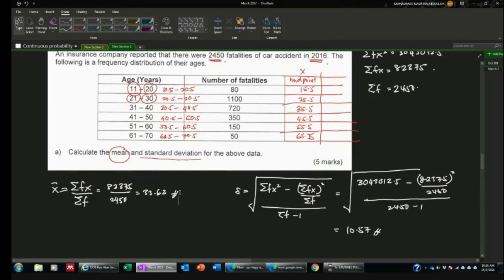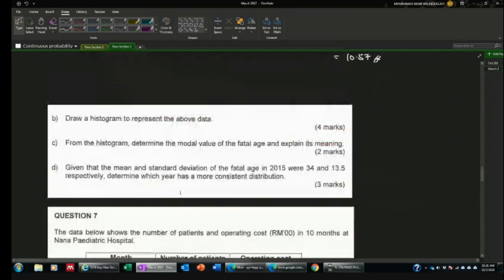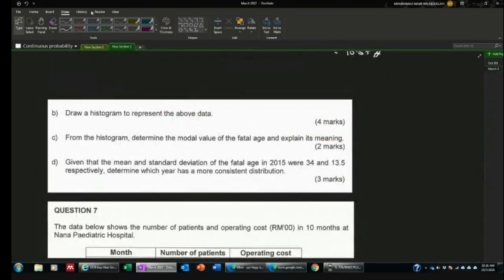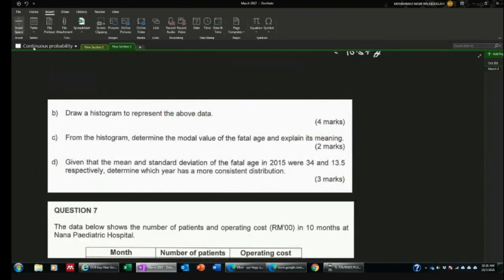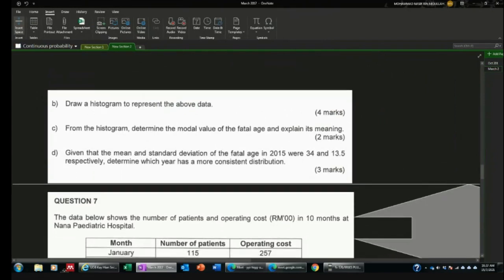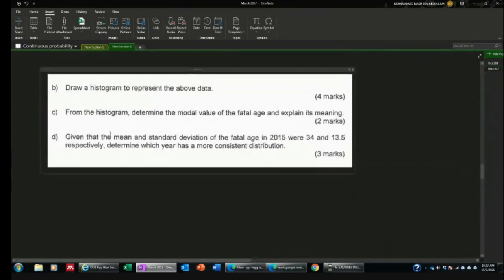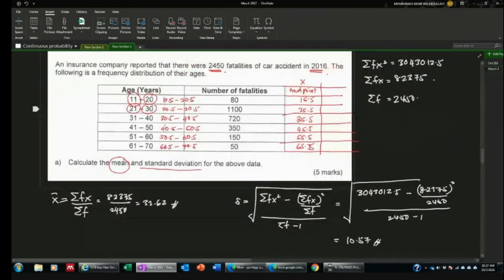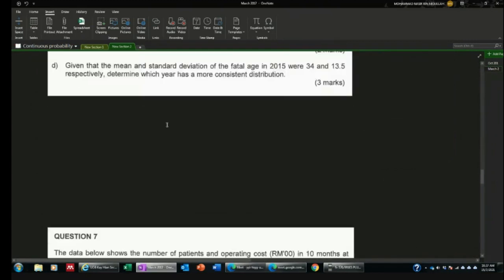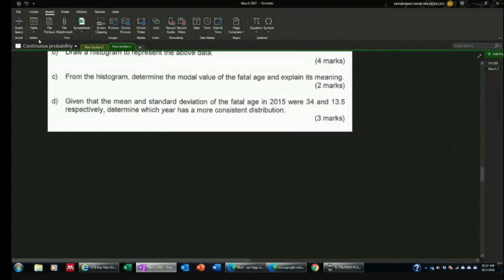So this is how we calculate mean and standard deviation. Next, we need to draw a histogram to represent the above data. A histogram requires class boundaries, so that's why we calculated the class boundaries at the beginning. Now you need to have your graph paper, right?